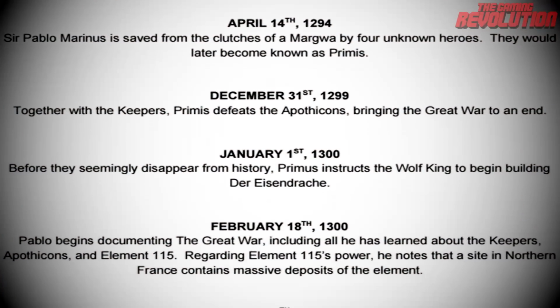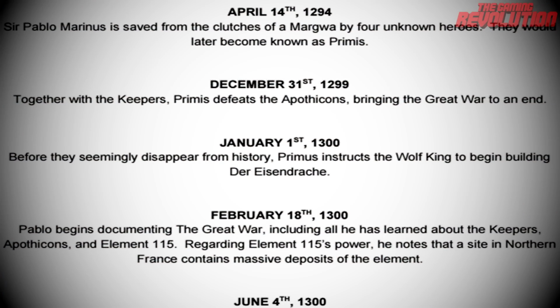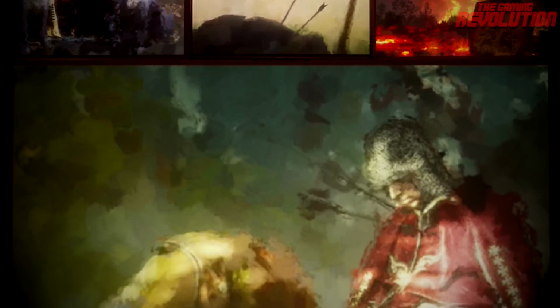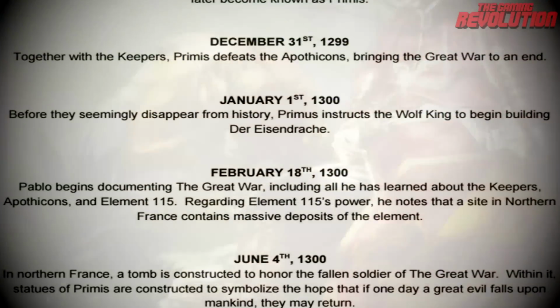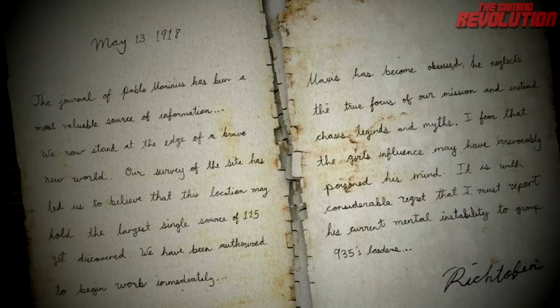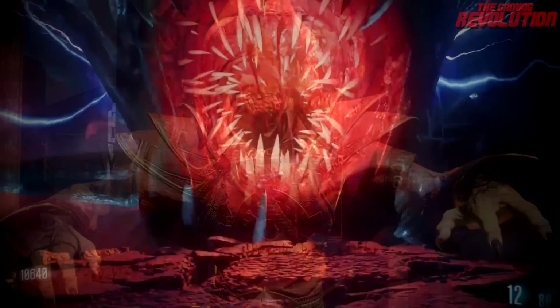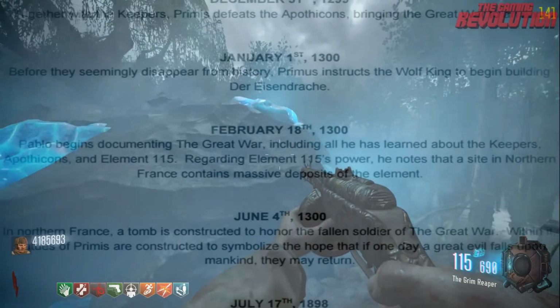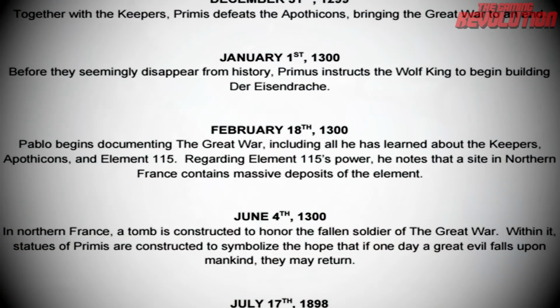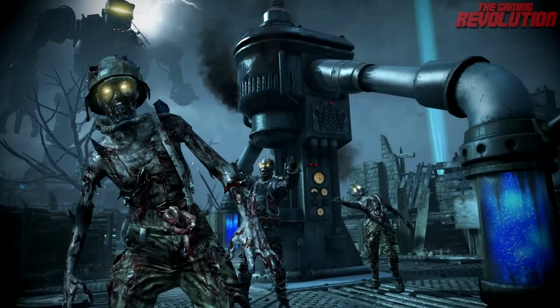On January the 1st, 1300, before they seemingly disappear from history, Primus instructs the Wolf King to begin building Der Eisendrache. On February the 18th, 1300, Pablo begins documenting the Great War, including all he has learned about the Keepers, Apothegons, and Element 115. Regarding Element 115's power, he notes that a site in northern France contains massive deposits of the element.